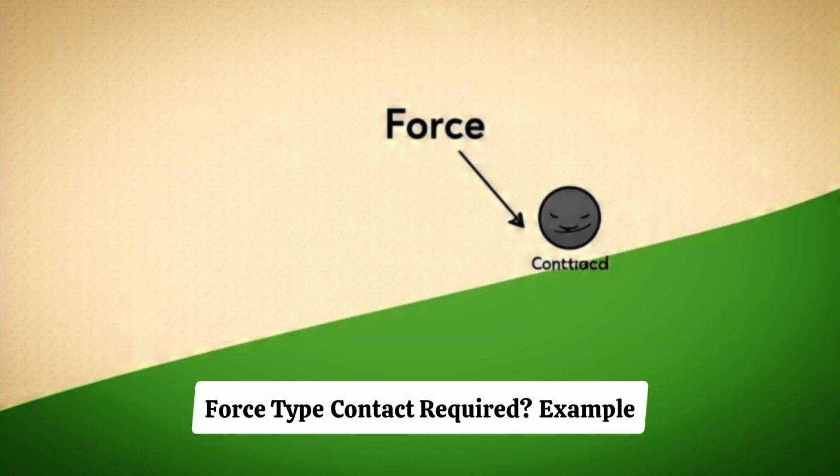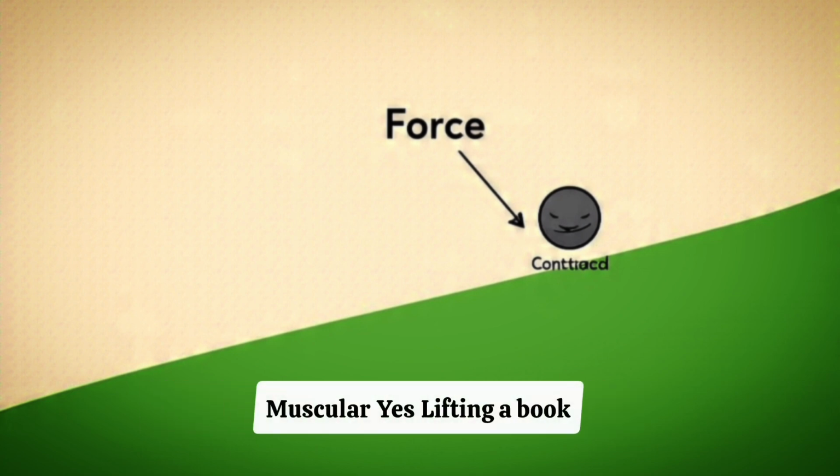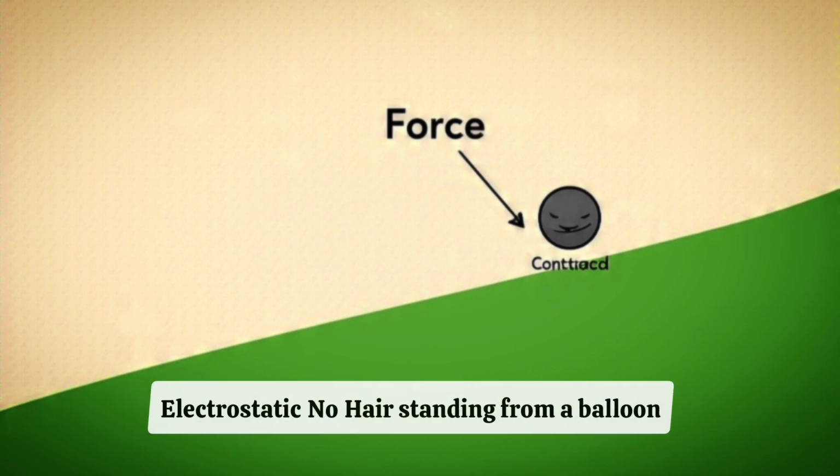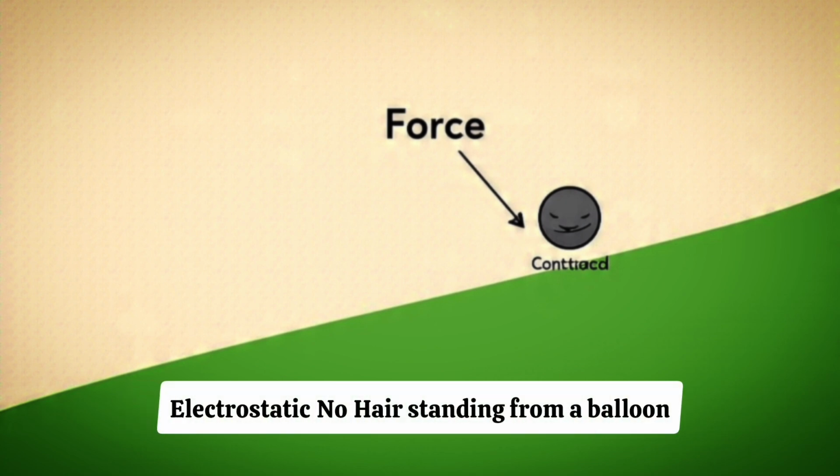Quick comparison table. Force type, contact required, example. Muscular, yes, lifting a book. Frictional, yes, rubbing hands. Tension, yes, pulling a rope. Gravitational, no, apple falling. Magnetic, no, magnet attracting iron. Electrostatic, no, hair standing from a balloon.